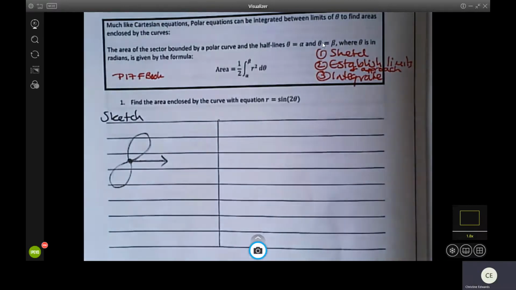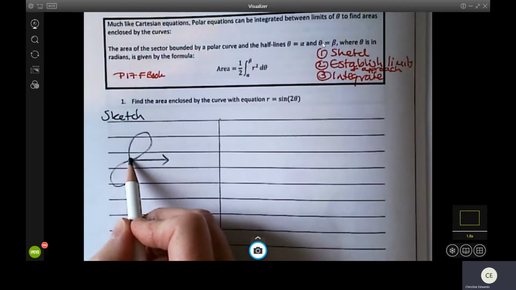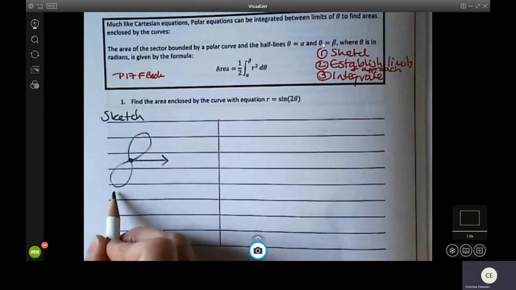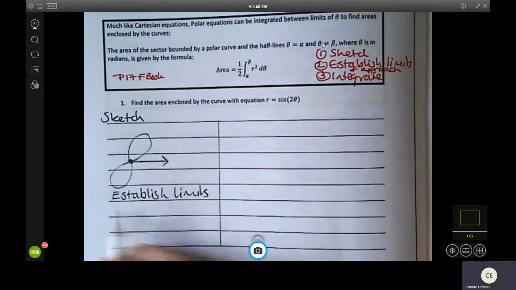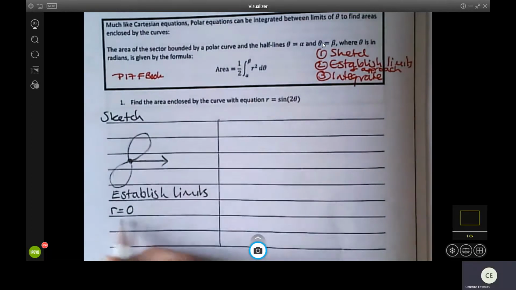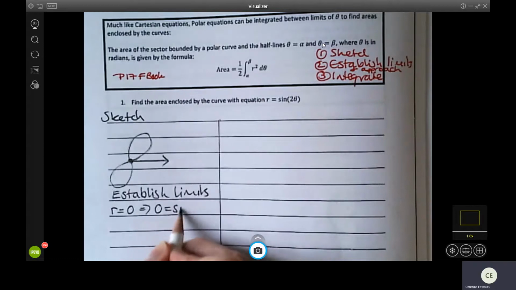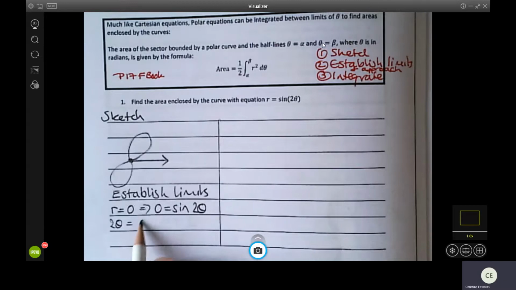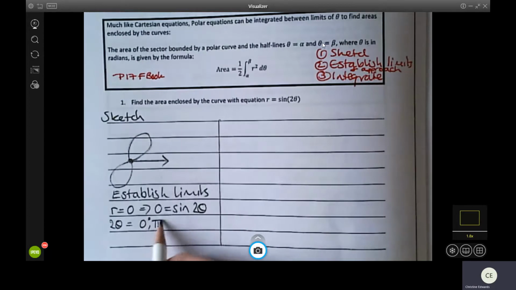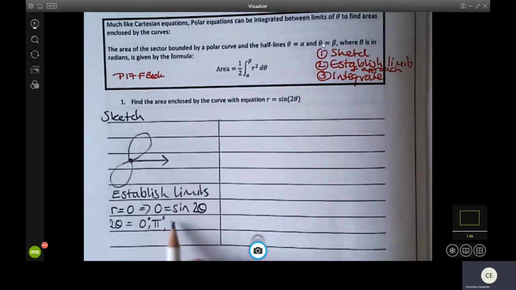So what I do for this is I'm going to set r equal to 0, because at the pole r is equal to 0. So I'm establishing my limits. I do that by letting r equal 0. So that means that 0 equals sine of 2 theta. This is a standard trig solve. So for 2 theta, I am going to get 0. And then because it's sine, I'm going to be doing pi minus my principal value. And then I'm going to add on, or take off 2 pi. In this case, we're going to add on because we're going in the positive direction around the pole.